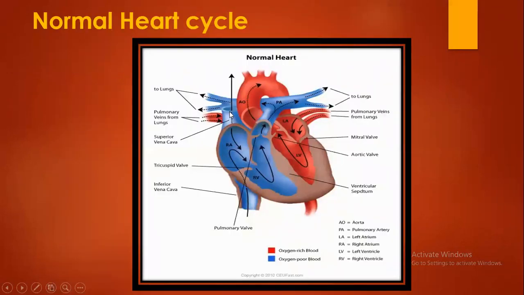Okay, we'll go to the normal heart cycle. The deoxygenated blood comes from two big veins, the superior vena cava and inferior vena cava. From here, it will go to the right atrium. From the right atrium, it will pump into the right ventricle. From the right ventricle, it will pump to the pulmonary valve, pulmonary vein, and then come back to the left side of the heart, oxygenated, and then to the left ventricle, and then pump all around the body. This is the normal heart cycle. This is how the heart works, how it supplies all different body parts.